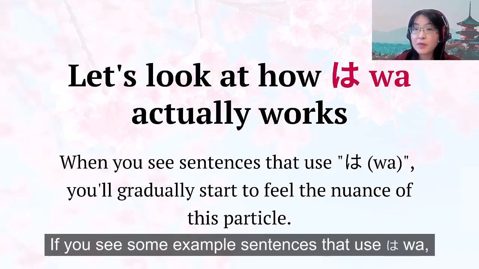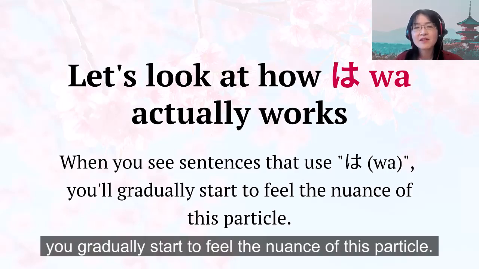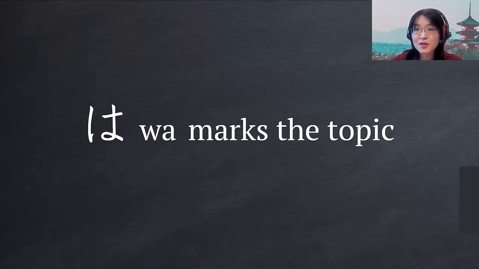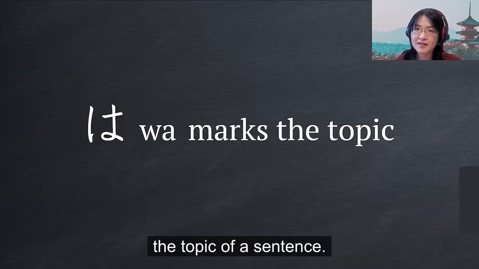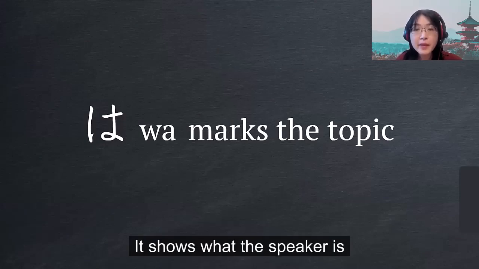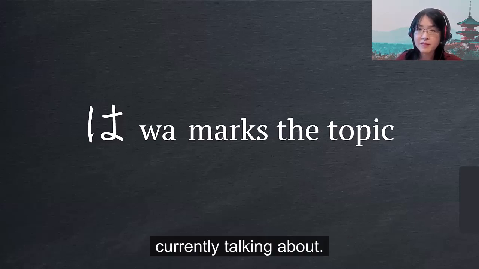If you see some example sentences that use wa, you gradually start to feel the nuance of this particle. As mentioned, wa is used to indicate the topic of a sentence. It shows what the speaker is currently talking about.